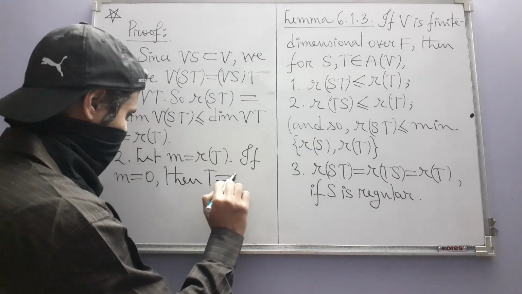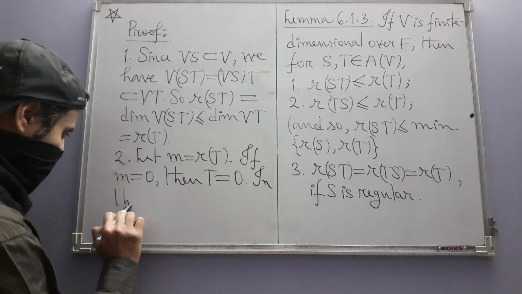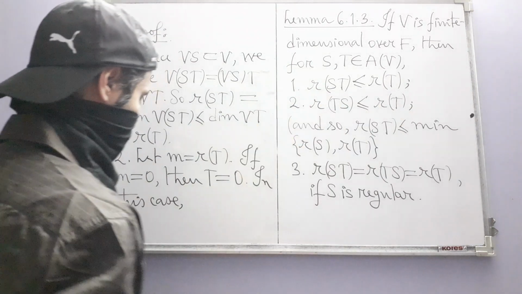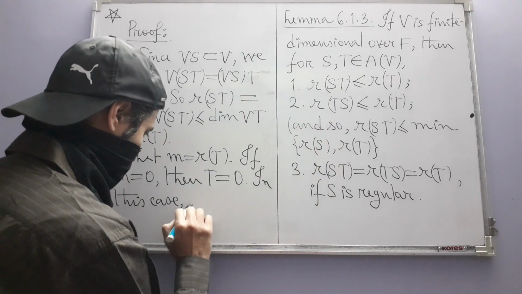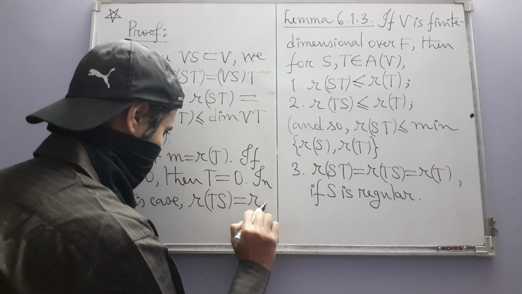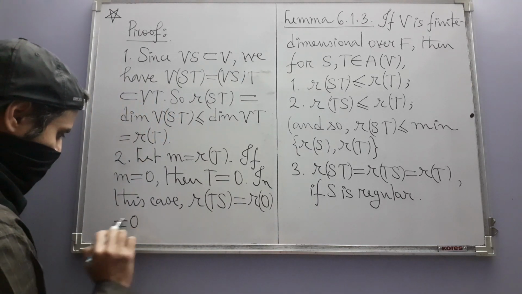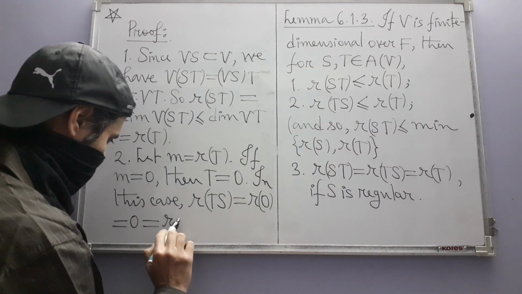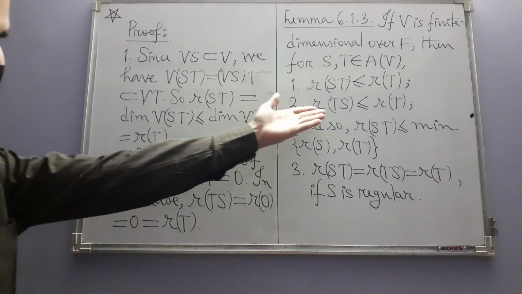then T is the 0 operator. In this case, okay, in this case what happens to this inequality? In this case the inequality simply becomes equality, because R of Ts is, since T is 0, this is the 0 operator, so its rank is 0, and R of T again, this is also 0. So we have equality, which means this is still true.